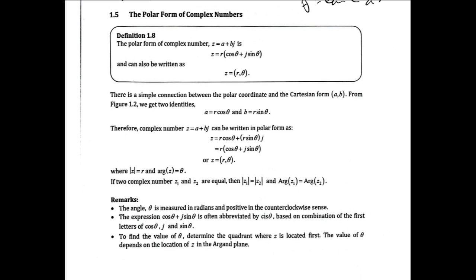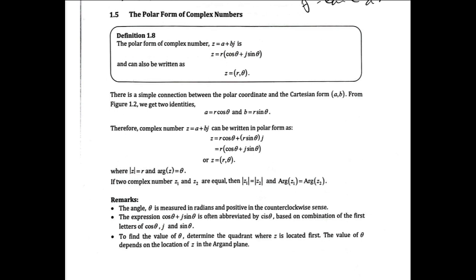Let's look at definition 1.8. If z equals a plus bj, then in polar form we can write z equals r times (cos theta plus j sin theta). r is equal to the modulus of z, or also you can say the magnitude, and theta is the argument of z, which is the angle.